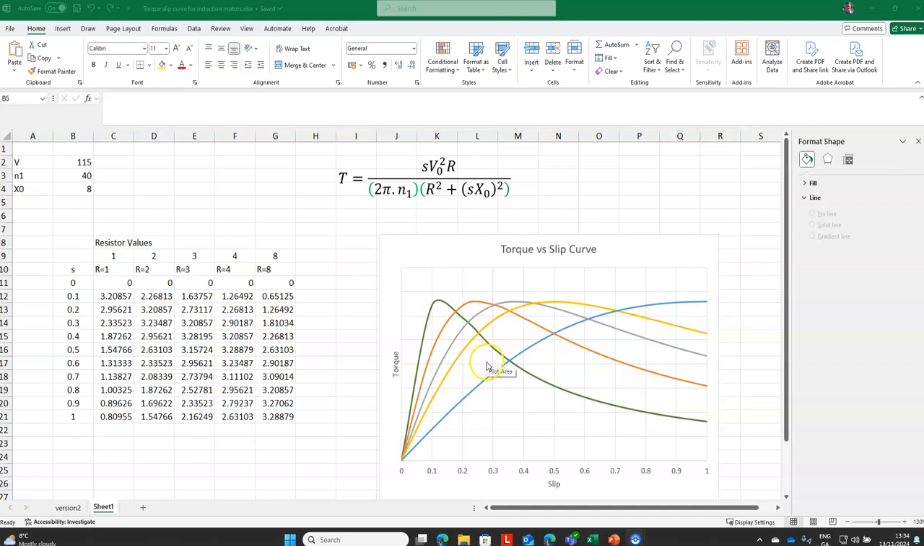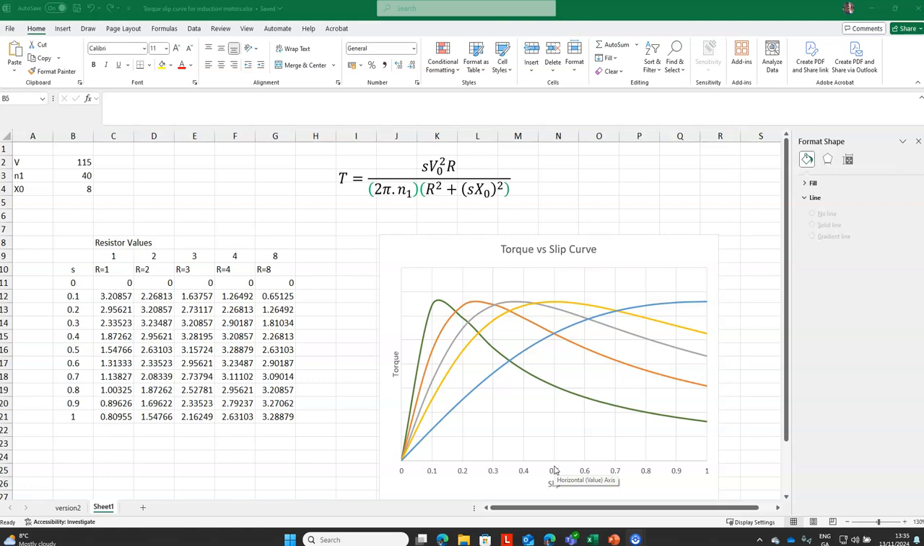And you can see that when I plot them, when R is equal to 1 ohm, I'm getting maximum torque at 10% slip. When R is equal to 2 ohms, maximum torque is at about 23%. When it is 3 ohms, it's about 35% slip. 4 ohms, about 45% slip. 8 ohms, up around here, nearly 100% slip. So you can see the maximum torque doesn't change, right? Doesn't matter what the resistance value is, the maximum torque doesn't change. It's just where it happens in relation to slip.